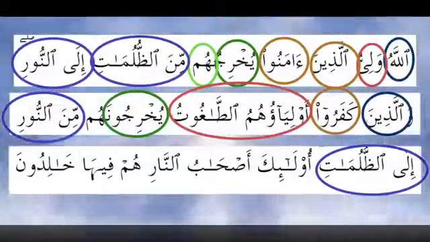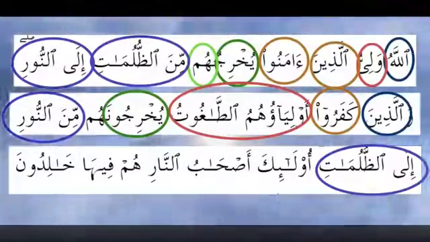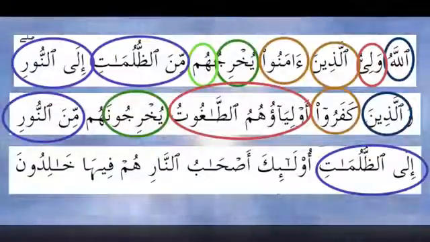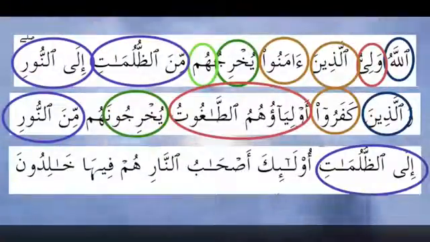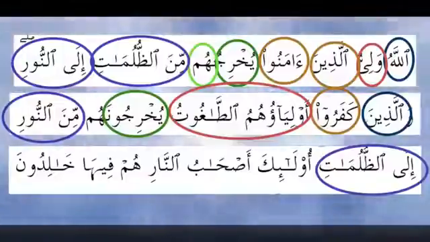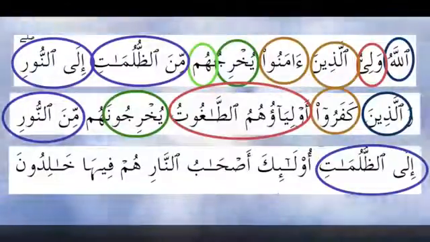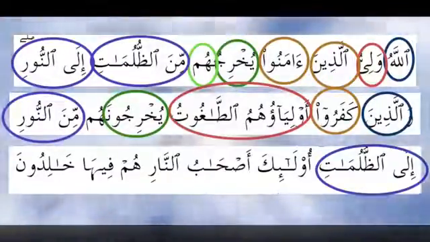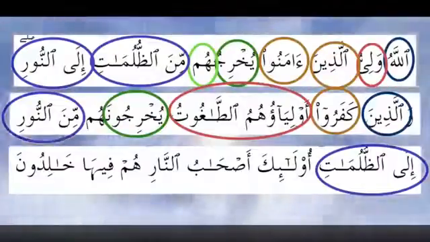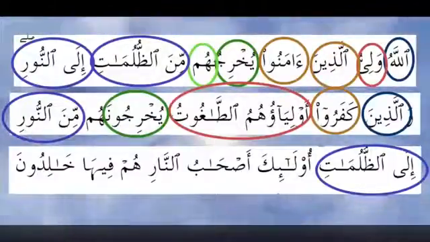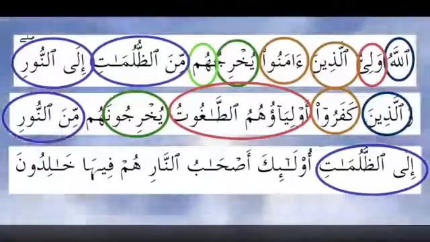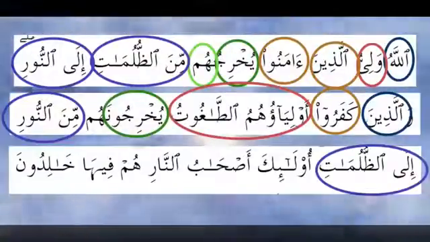Ulaika ashabun nari hum fiha khalidun. And this ulaika refers to all those allazina kafaru and at-taghut. So those are the ashabun nari hum fiha khalidun. They remain in it forever. So that is your full ayah. So alhamdulillah, we should be able to understand and analyze each and every word, inshallah.